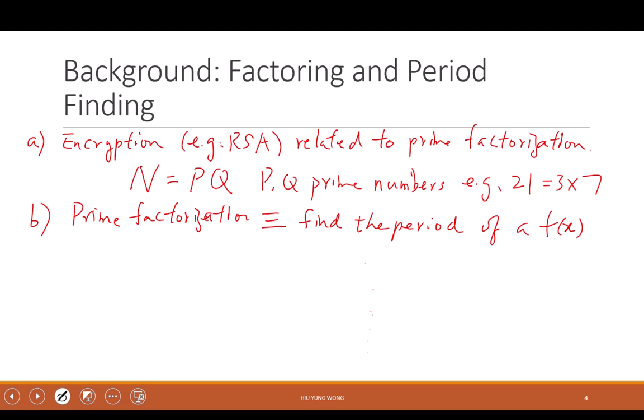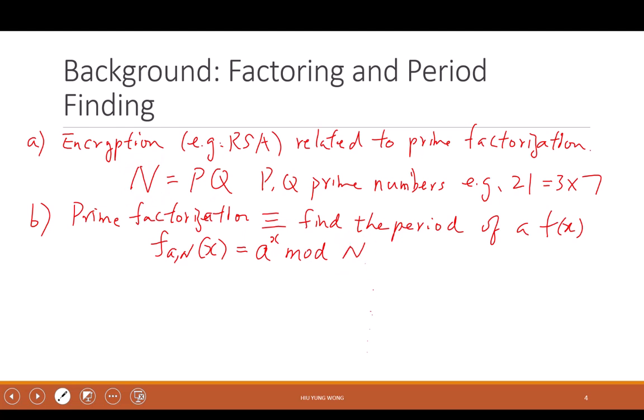And in order to find this factorization, the mathematicians know that it's equivalent to finding the period of a certain function. So what is this function? This function is f subscript a,n of x equals a to the power x modulus n, right? I will explain this one by one. First of all, this n indeed is the number we are looking for. We try to factorize it.